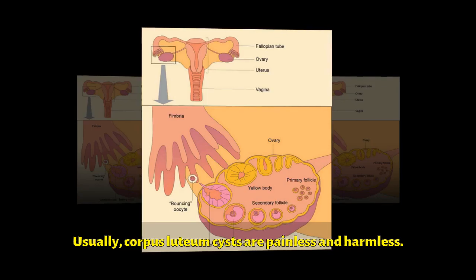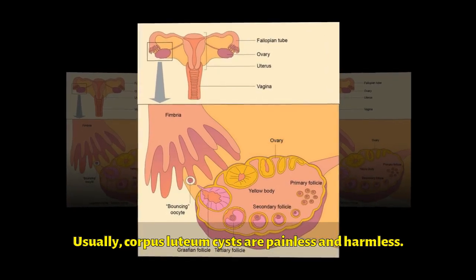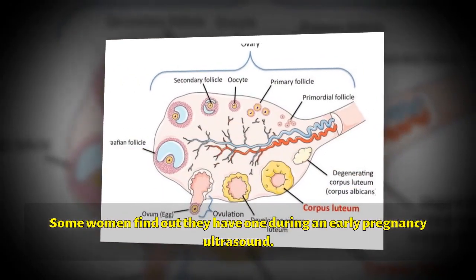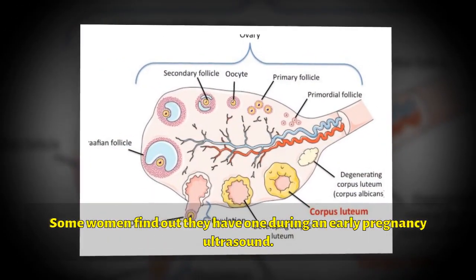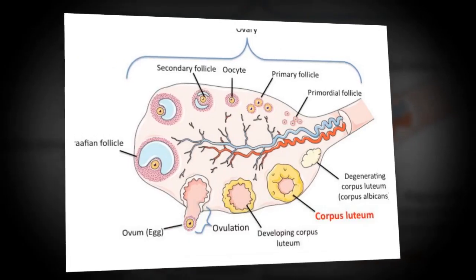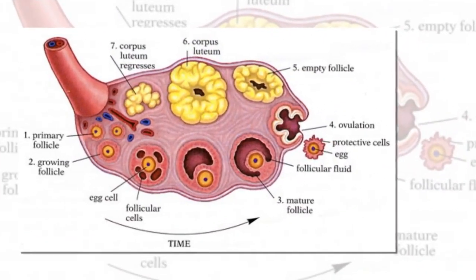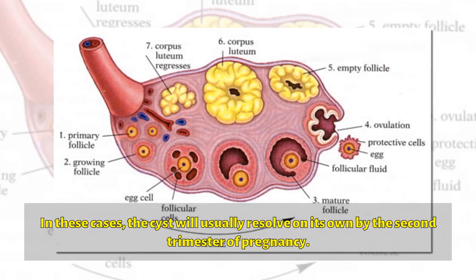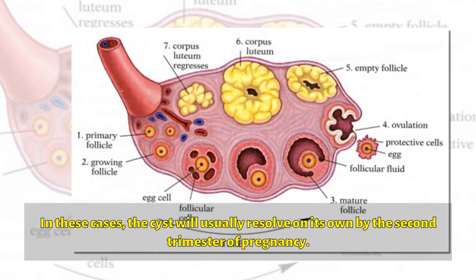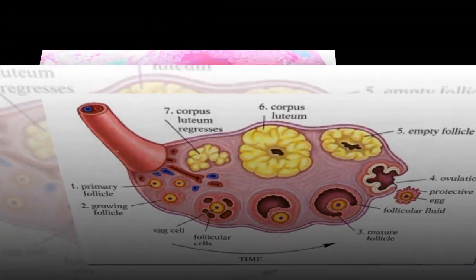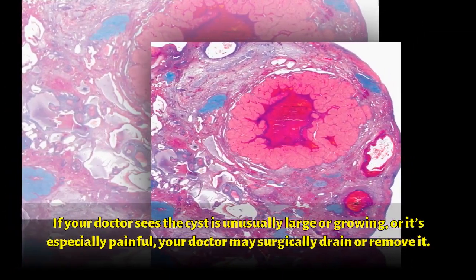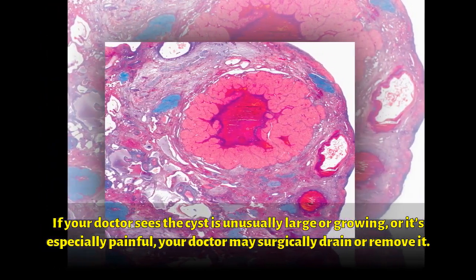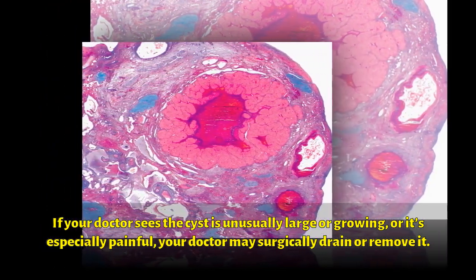Usually, corpus luteum cysts are painless and harmless. Some women find out they have one during an early pregnancy ultrasound. In these cases, the cyst will usually resolve on its own by the second trimester of pregnancy. If your doctor sees the cyst is unusually large or growing, or it's especially painful, your doctor may surgically drain or remove it.